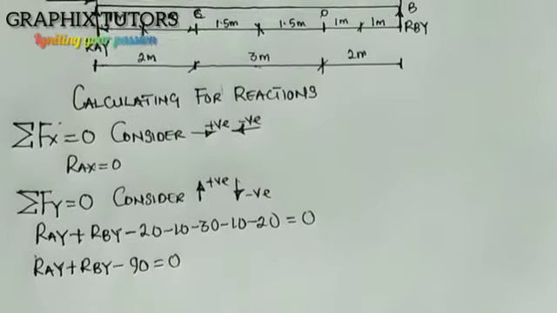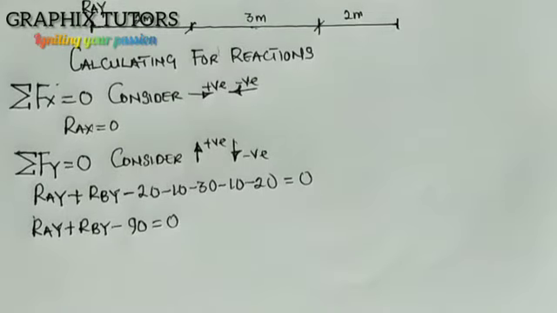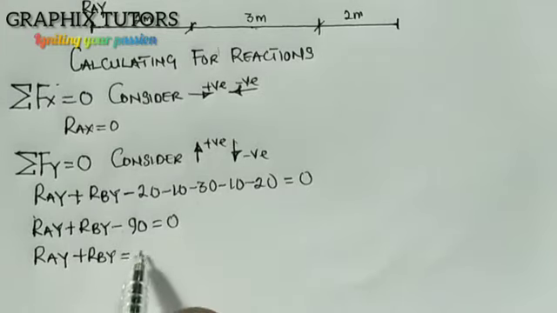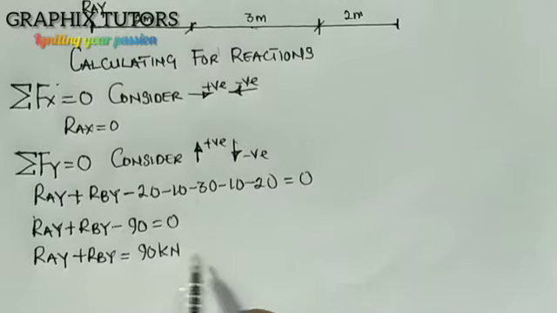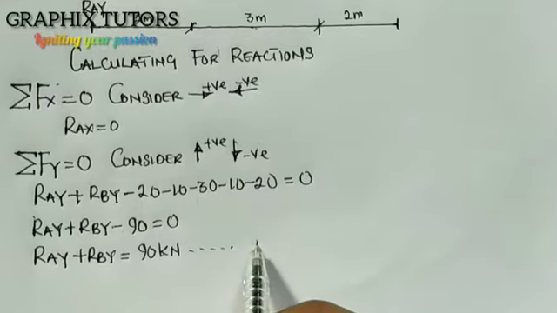Now, my negative 90 should come to this side, become positive. So I'll say that the RAY plus RBY is equals to what? 90 kilonewton. I will term it Equation 1.